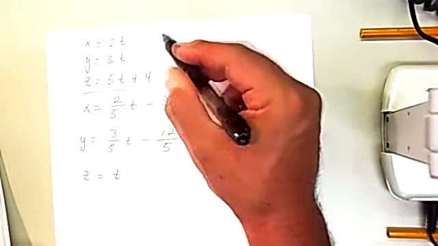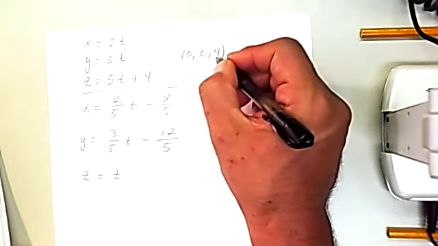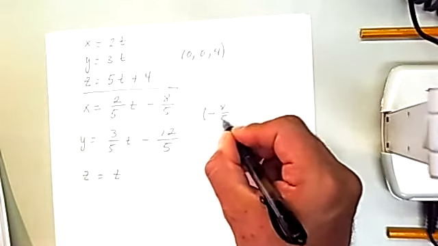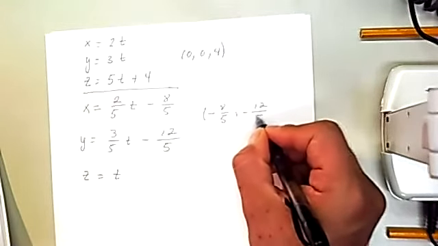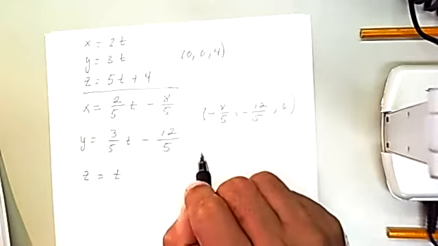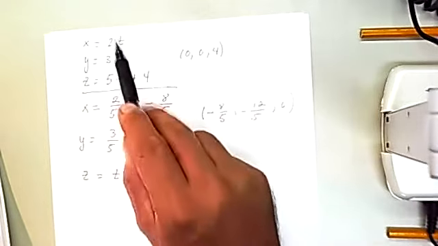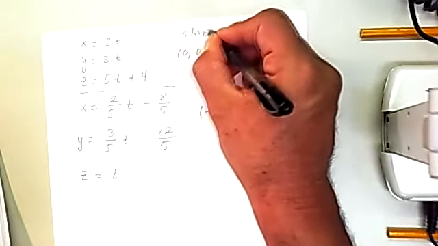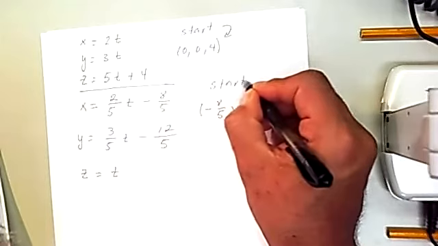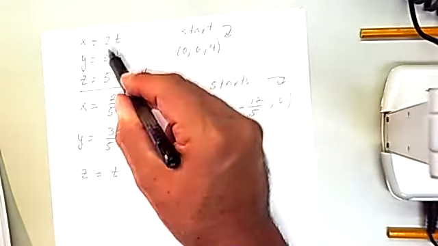The starting point of this line is 0, 0, 4, as it has always been, because that's the point we obtain when t is equal to 0. However, this line starts somewhere else. It starts out at negative 8 over 5, negative 12 over 5, comma 0. So it starts somewhere else, but it has the same direction. However, the direction vector doesn't have the same magnitude. By start, what we mean is when t is equal to 0. The direction here is 2, 3, 5.